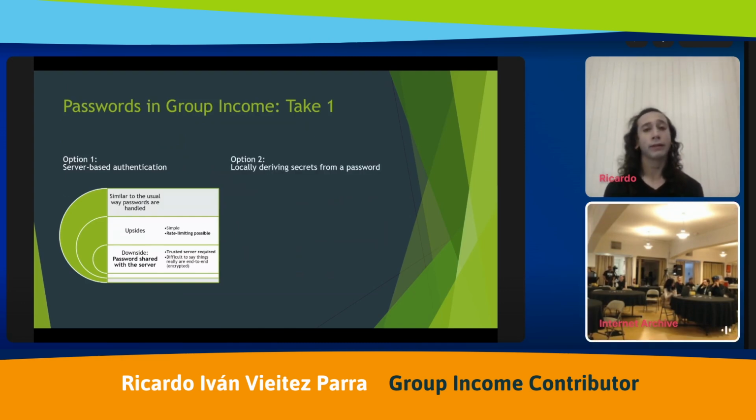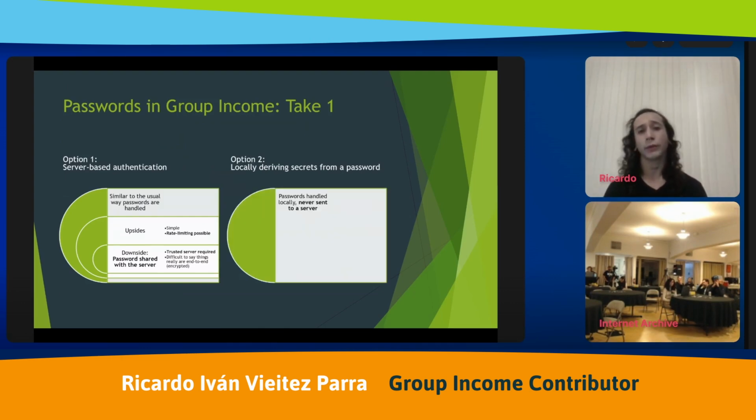So let's say then that we decide to go another route and we say we'll derive these secrets locally, for example, from a password. So in this case, we do all the processing in the user's machine. We don't send information to the server, and it's totally possible to do this. So the upside is that this is also relatively simple to do. We don't need to trust the server or anyone really.